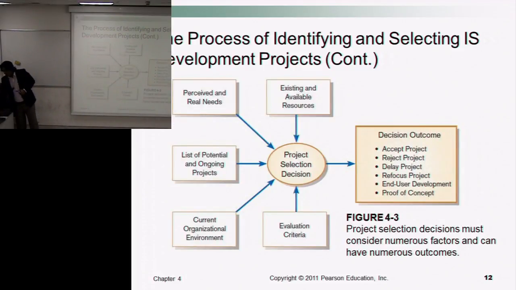Now, if you look at this diagram, you can see here the project selection decision. Whenever you need to decide something, there is a certain outcome of that. That outcome of the decision can either be accepted or rejected. If it is neither accepted nor rejected, it may be delayed for some time. Maybe the decision is to refocus, or maybe the decision is to develop an end user product.